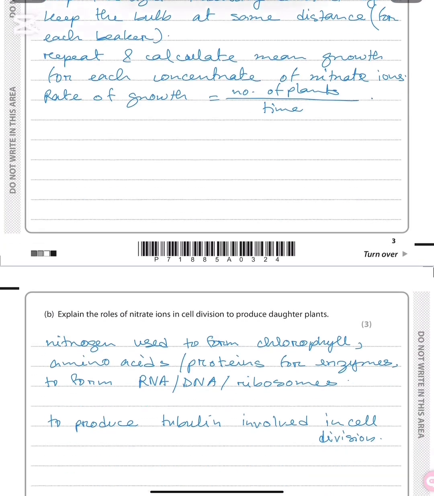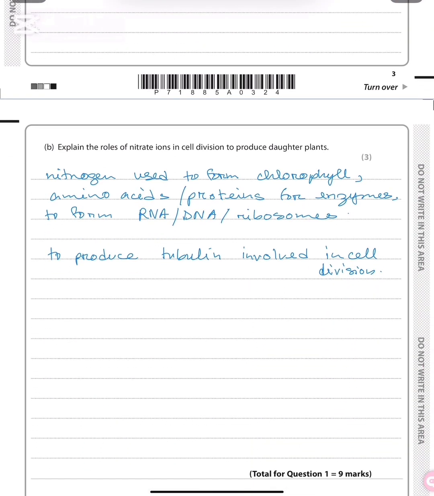B. Explain the roles of nitrogen in cell division to produce daughter plants. So nitrogen is used to form chlorophyll, amino acids, proteins for enzymes, to form RNA, DNA and ribosomes, and to produce tubulin involved in cell division.